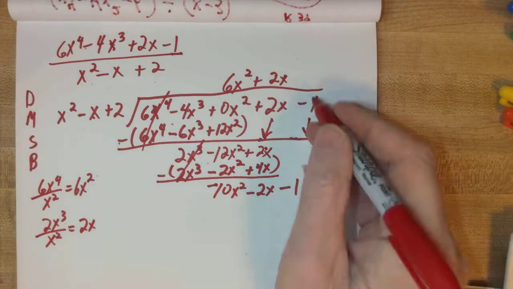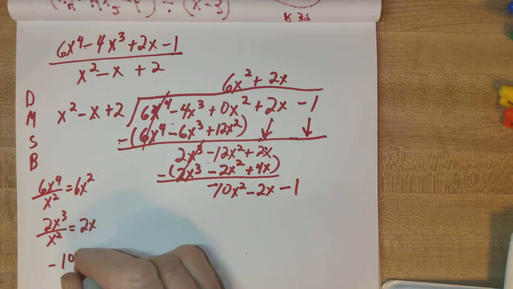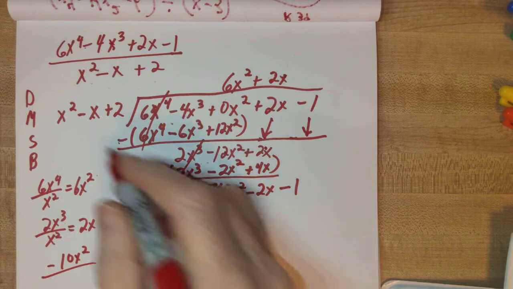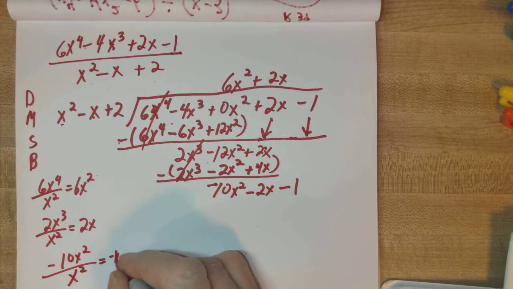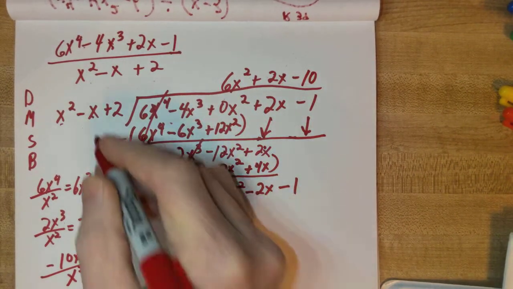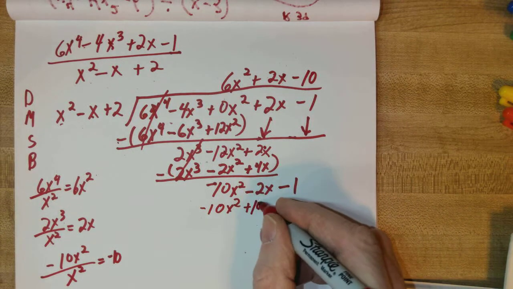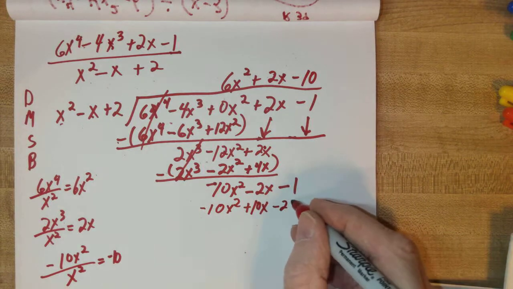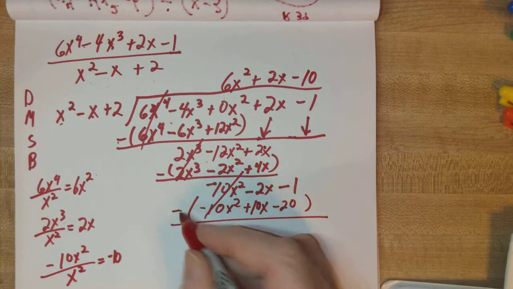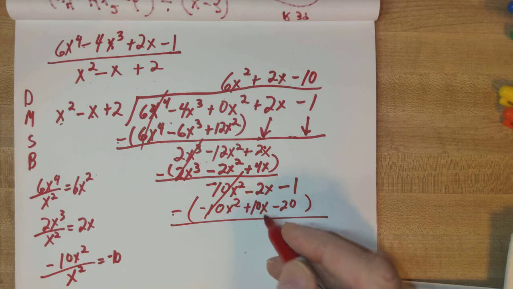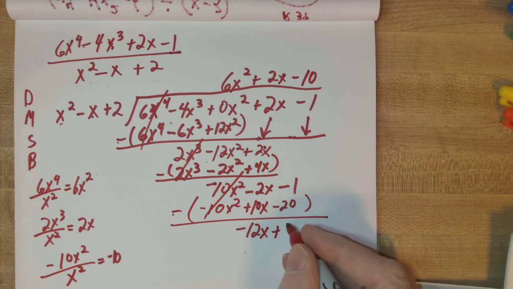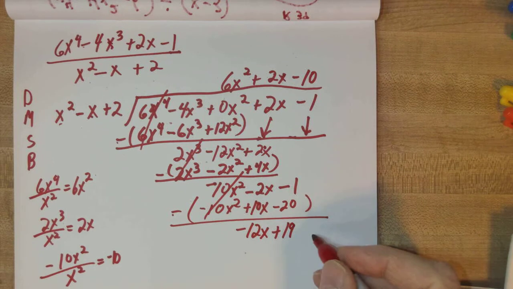And one last division, because we brought down our last number. We've got to do this one more time. I've got negative 10x squared over x squared. And that's negative 10. So we'll put minus 10 up here. Negative 10 times x squared is negative 10x squared. Negative 10 times negative x is positive 10x. 2 times negative 10 is negative 20. We are canceling. Negative 2, and now it's time to subtract, sorry. Negative 2 minus 10, that's negative 12x. Negative 1 minus negative 20, that's negative 1 plus 20 is 19. So there is our remainder.